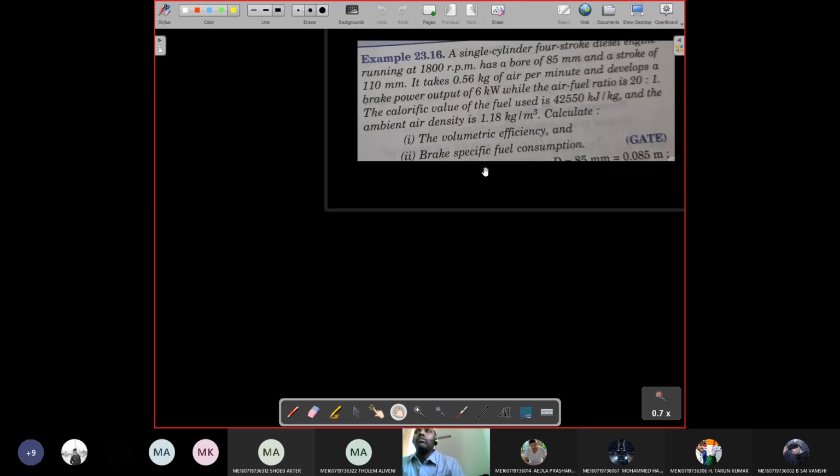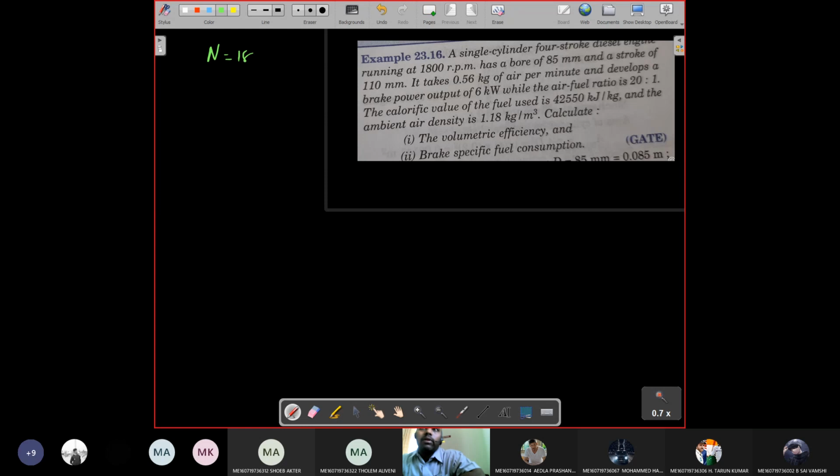A single cylinder 4-stroke diesel engine running at 1800 rpm has a bore of 85 mm and stroke of 110 mm. It takes 0.56 kg of air per minute. Mass of air is given, and it develops a brake power. Brake power is also given. Air fuel ratio is given. The calorific value of the fuel used is given, and the ambient air density. Calculate volumetric efficiency and brake specific fuel consumption. Do you have any problem in this one? Tell me. I'll write simply the data.